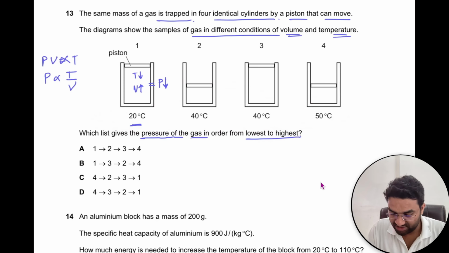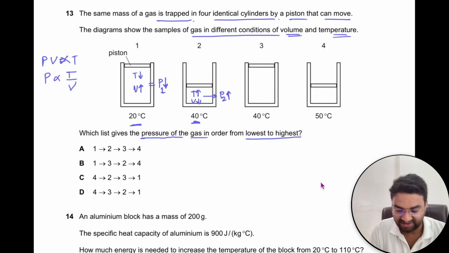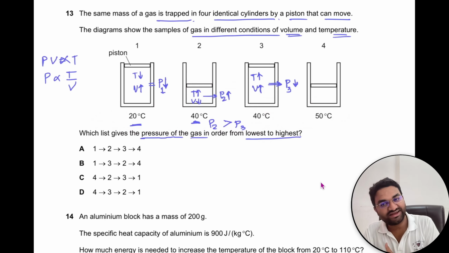It's lower. All right. So I would say here P1 is lower. Then next, the temperature is greater, isn't it? Volume is lower, temperature is greater, so P2 will be greater. All right. Then the temperature is the same compared to the second one here. And volume is again greater, which means the pressure will be lower. P3 is lesser than P2.